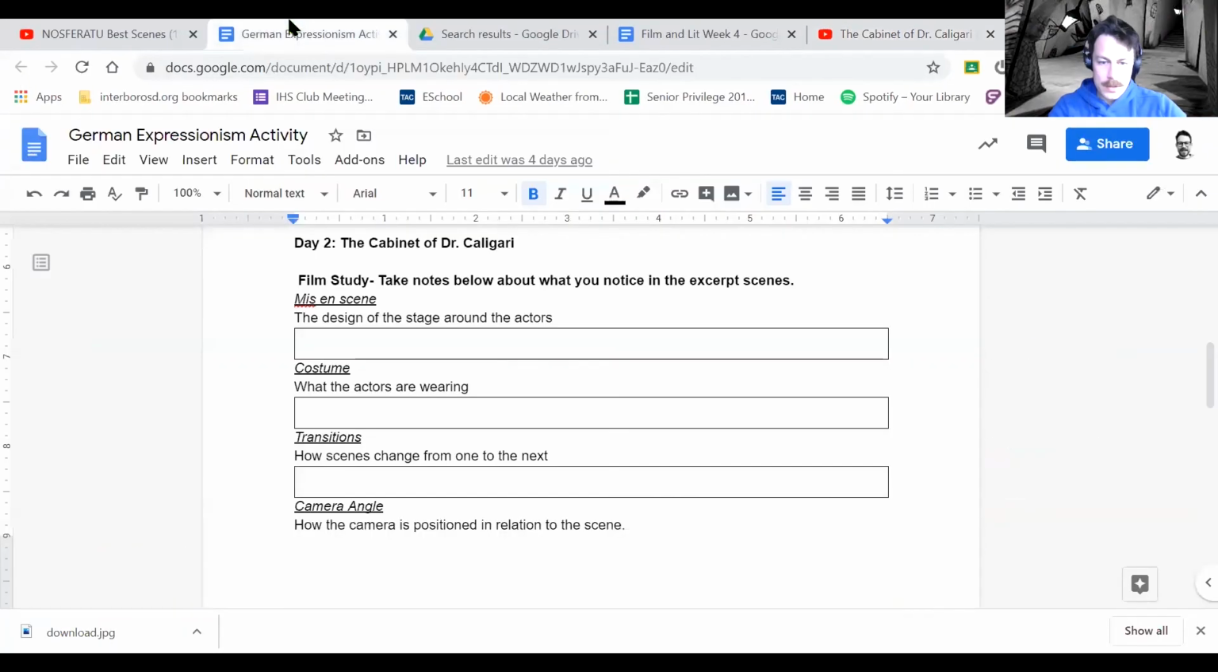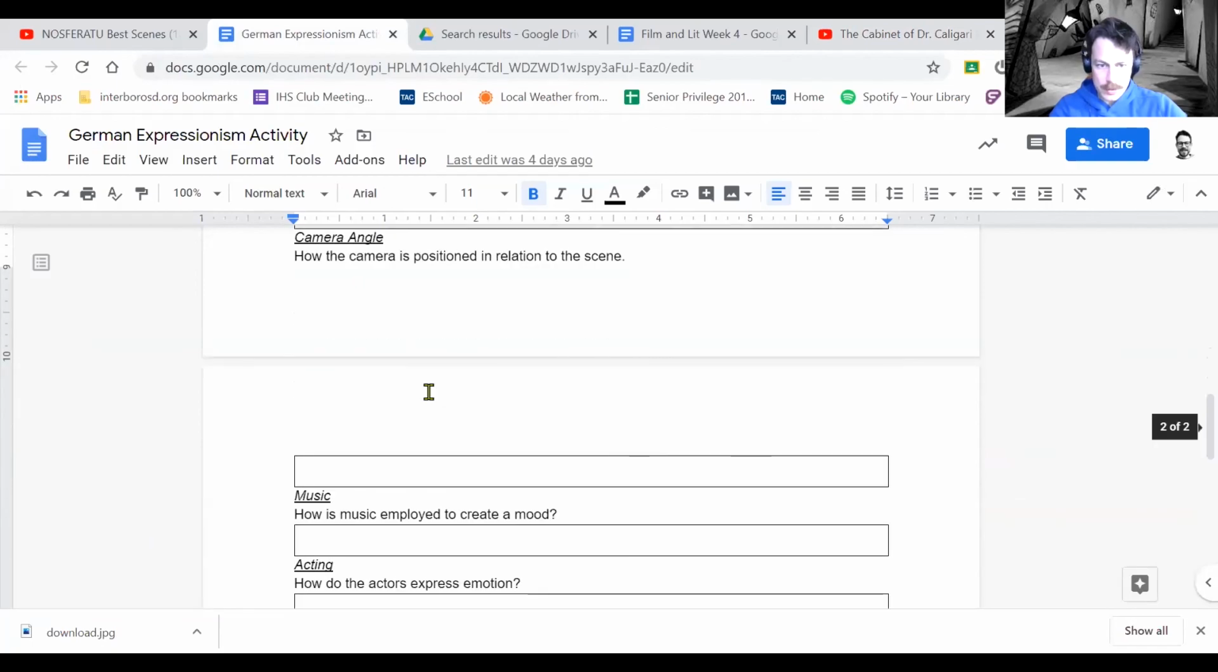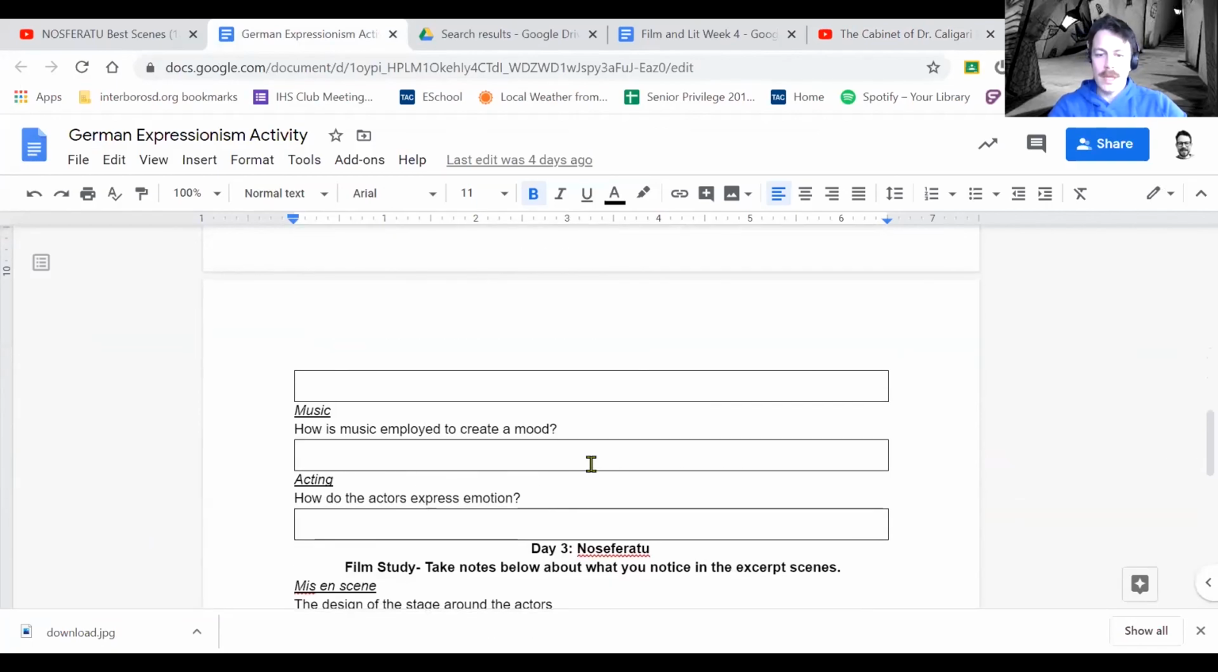And we're going to stop there for The Cabinet of Dr. Caligari. So if you're interested in watching the rest of this film, it's featured on this website called Internet Movie Archive, and it's also on YouTube. There's different versions with German text. There's a big twist ending at the end of this movie that I won't ruin for you, if you are interested. But what you should do now is you should take your notes from what we just talked about. So that would be the mise-en-scène, the costuming, the transitions, the camera angles, the music, and the acting, and jot down what you see.